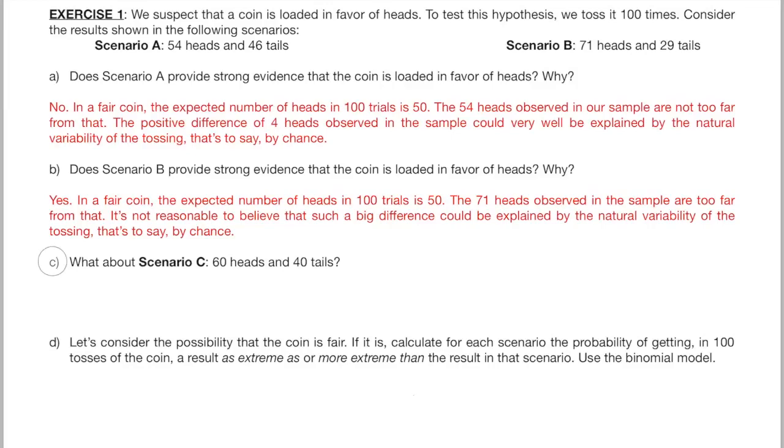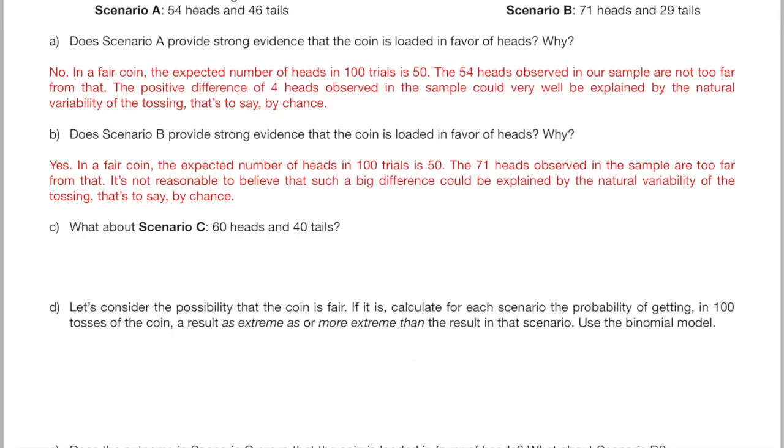For example, what about scenario C, 60 heads and 40 tails? Here, there is never agreement among students. Some say that this is pretty much the same as scenario A, just 6 heads more, so nothing suspicious. And some say that this is very suspicious because we have 10 heads more than expected. To try to clarify this with numbers, let's answer question D.